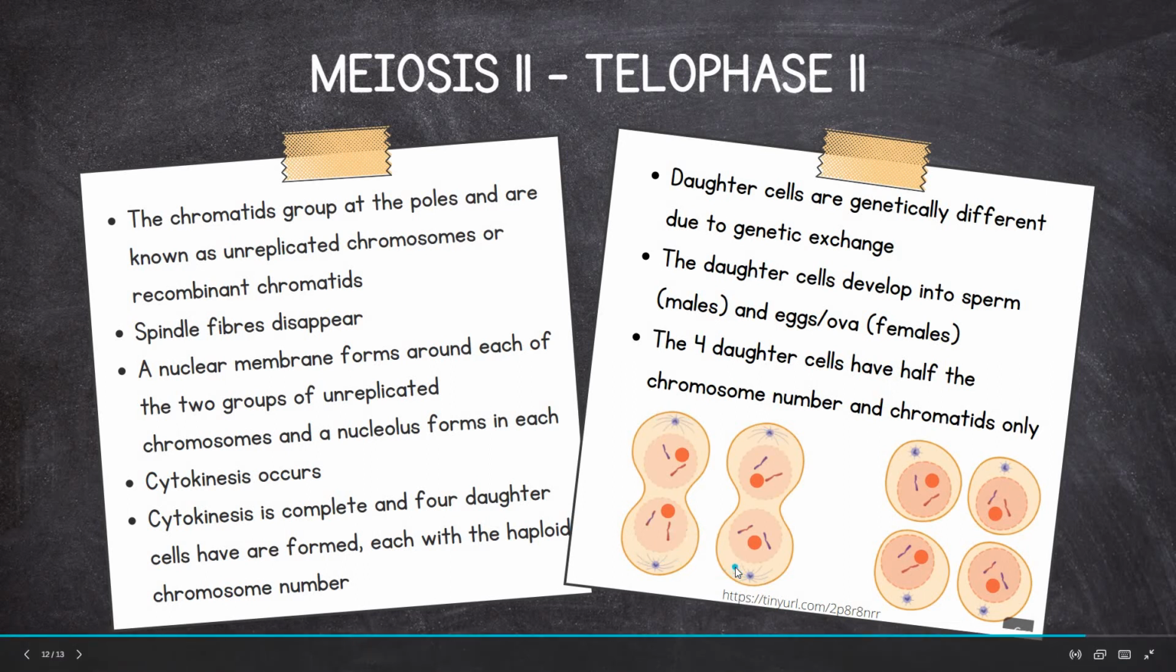A nuclear membrane forms around each of the two groups of unreplicated chromosomes, and a nucleolus forms in each. Like you can see here, your nuclear membrane, and then a nucleolus that forms in each. Cytokinesis will occur, like we can see with the indent, and after cytokinesis is completed, 4 cells are formed, each with the haploid chromosome number. Okay? So they are not diploid, they are haploid. And the daughter cells are genetically different due to the genetic exchange that happened earlier.